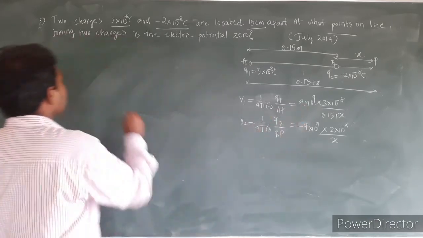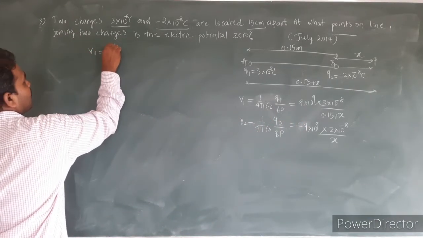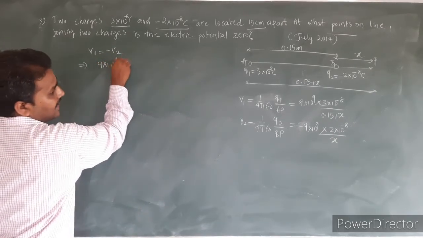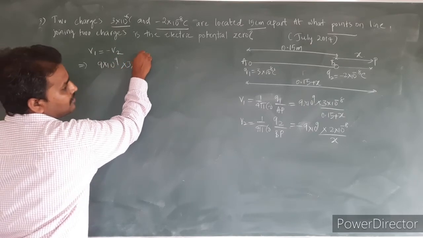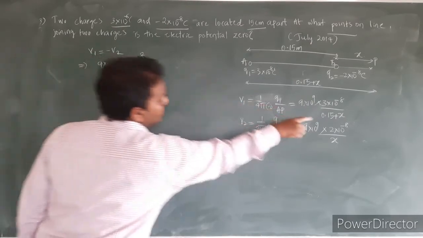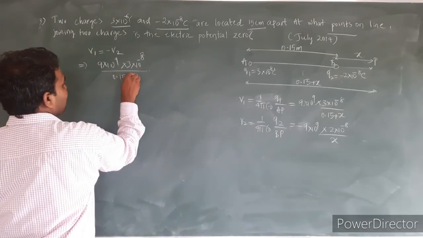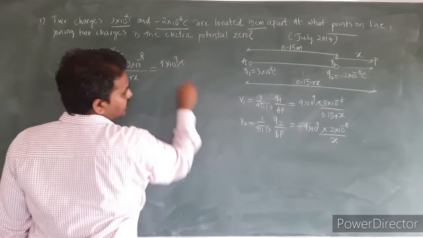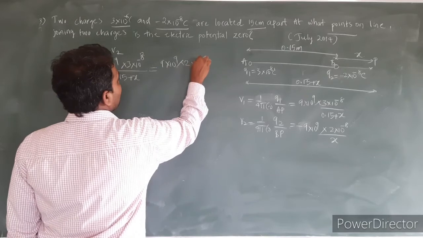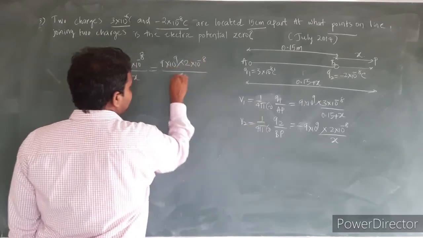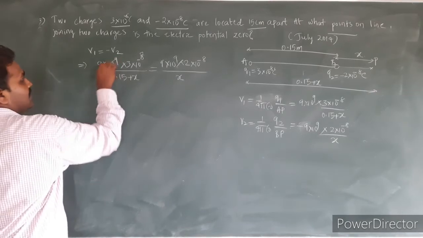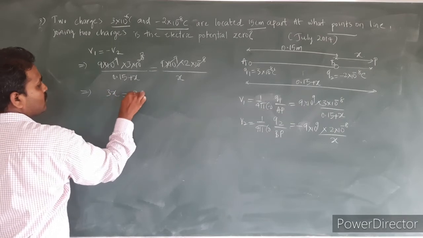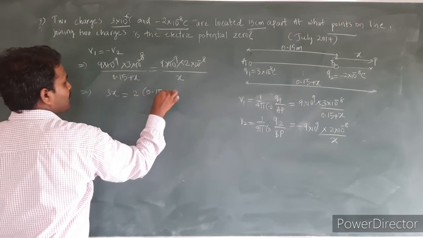are equal and opposite. So I can directly equate V1 is equal to minus V2, or simply I can write 9 into 10 to the power of 9 into 3 into 10 to the power of minus 8 divided by 0.15 plus x, is equal to 9 into 10 to the power of 9 into 2 into 10 to the power of minus 8, whole divided by the distance x. Okay, I will just cancel this out. I can simplify it as 3 times x is equal to 2 into (0.15 plus x).